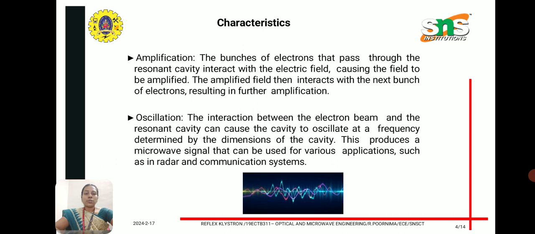We can use the klystron as an amplifier also, where the bunches of electrons that pass through the cavity interact with the electric field, so the field can be amplified. The amplified field interacts with the next bunch of electrons, resulting in further amplification. For oscillation, the interaction between the electron beam and the resonant cavity can cause the cavity to oscillate at a frequency determined by the cavity resonator.